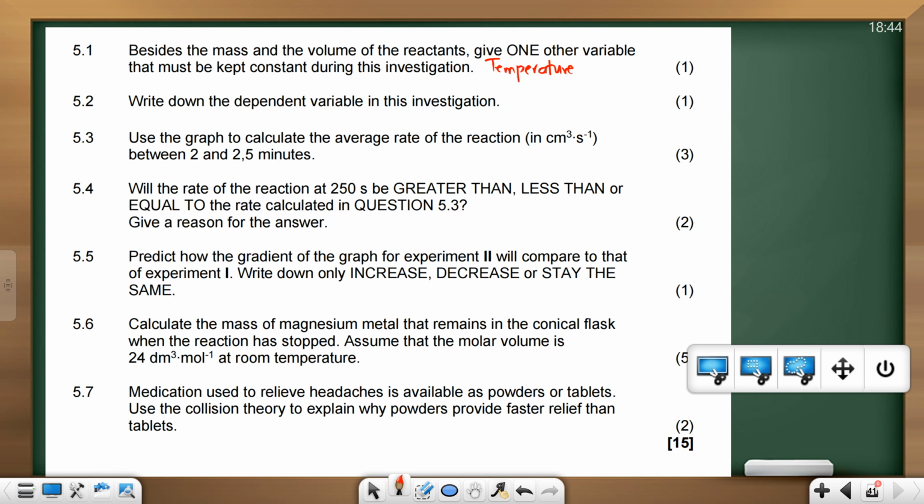Temperature should be constant. Apart from mass and volume, concentration should also be kept constant. Does that make sense? No catalyst added. You cannot test 2 variables at once in any experiment. I did mention that when we were doing organic chemistry. You cannot test 2 variables. You are going to be unfair.